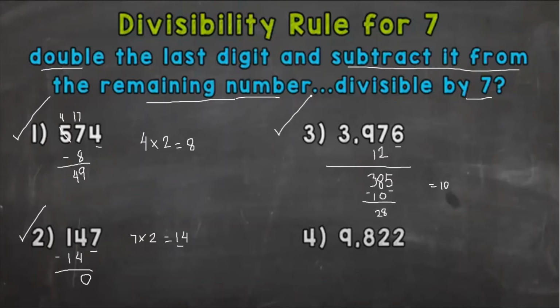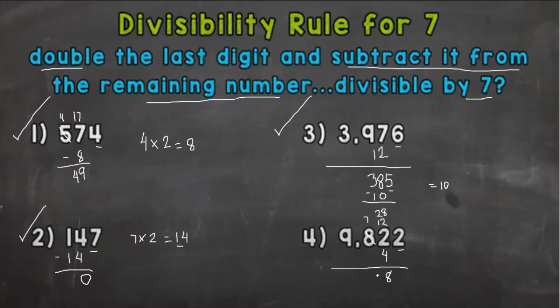Okay. You already know how to use the divisibility rule for 7? Okay, let us proceed to our last example, and that is number 4. Is 9,822 divisible by 7? Still, let us use our rule. Let us double the last digit. 2 times 2, the answer is 4. And subtract it from the remaining number. So, 2 minus 4 cannot be. This will become 7 and this will become 12. 12 minus 4, the answer is 8.